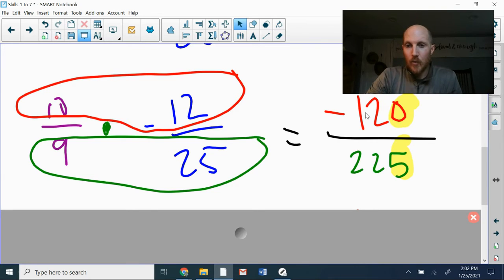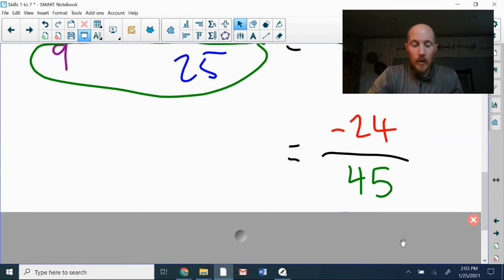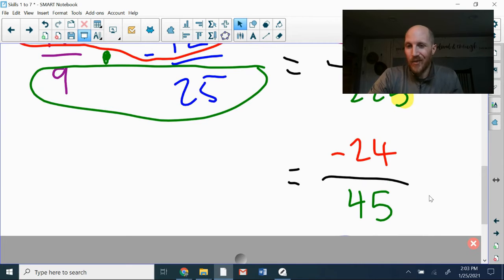When I look at these two numbers, the negative 120 and the 225, I recognize that they end in 0 and 5, which means that they are both divisible by 5. So I divide both of them by 5 to reduce. Maybe you recognize something else, and that is totally fine. You don't have to do 5, but that's what I recognized. So when I divide both of those numbers by 5, I end up with negative 24 over 45, which is reduced. But I want to double check and see if it can be reduced any further.